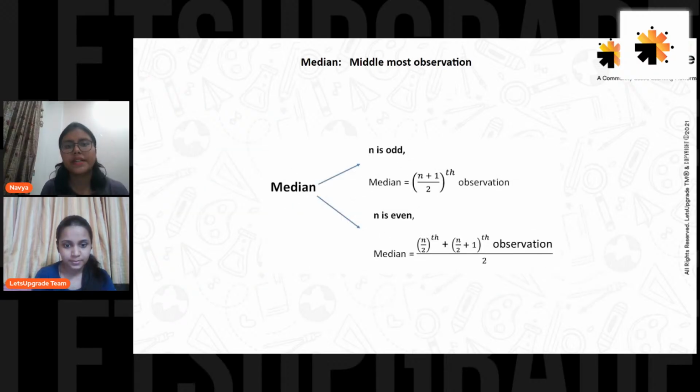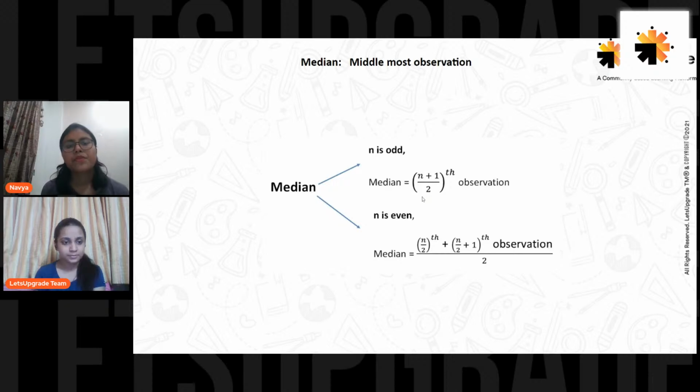So median is very easy. It is the middlemost observation, as the name says, median, matlab middle part. There are two important concepts. The first is when your number of observations is odd. Suppose you have 2 to 5, that means 3 numbers are there, so you have odd observations. In that case, you find the median with the help of this.